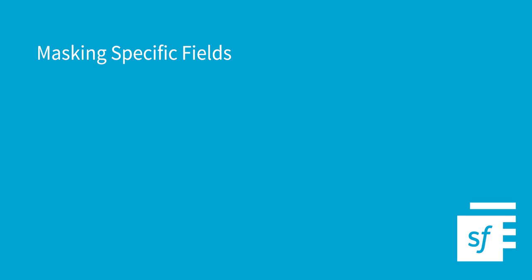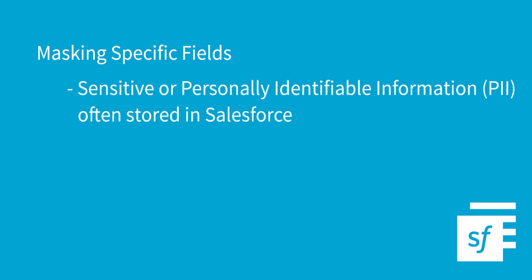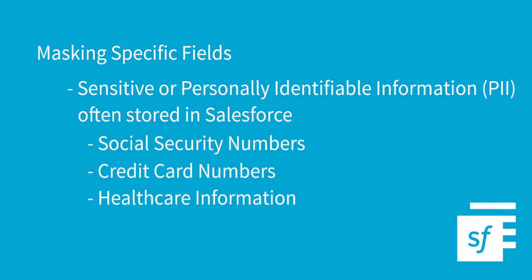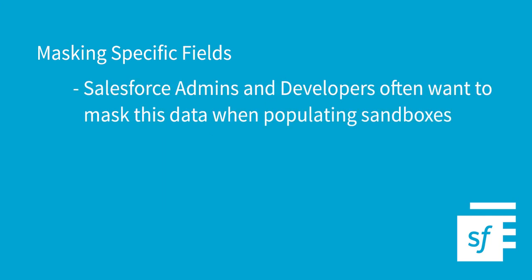Another use case for overwriting field values during a restore process is to overwrite or mask specific fields when populating a sandbox. Companies in highly regulated industries often keep sensitive or personally identifiable information in their Salesforce accounts, such as social security numbers, credit card numbers, or healthcare information. And Salesforce admins often want to have this sensitive information masked when they populate sandboxes with data from their production environment. Spanning's Overwrite Field Values feature will allow admins to proactively mask these sensitive information fields during the restore process, instead of needing to have policies in place in their sandbox to reactively mask certain fields.